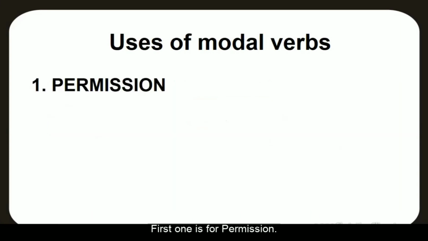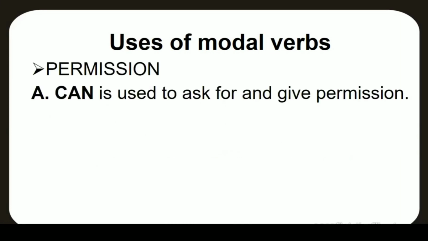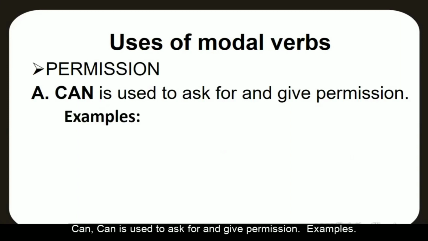Okay, so first one is for permission. It is an act of giving consent or authorization. In stating permission, modals to be used include, as I said, can, could, and may. So let's have first can. Can is used to ask for and give permission.